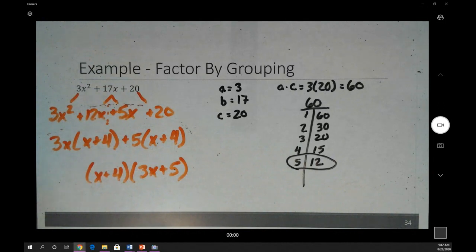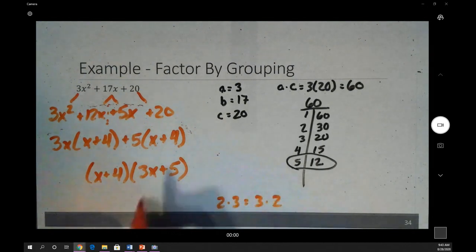You might be worried because they're in a different order, but math is pretty wonderful in the sense that when we're working with expressions like this, order doesn't matter because we have the commutative property of multiplication, which just says 2 times 3 is the same thing as 3 times 2. So as long as you have both of these expressions in parentheses, it doesn't matter which comes first and which comes second.